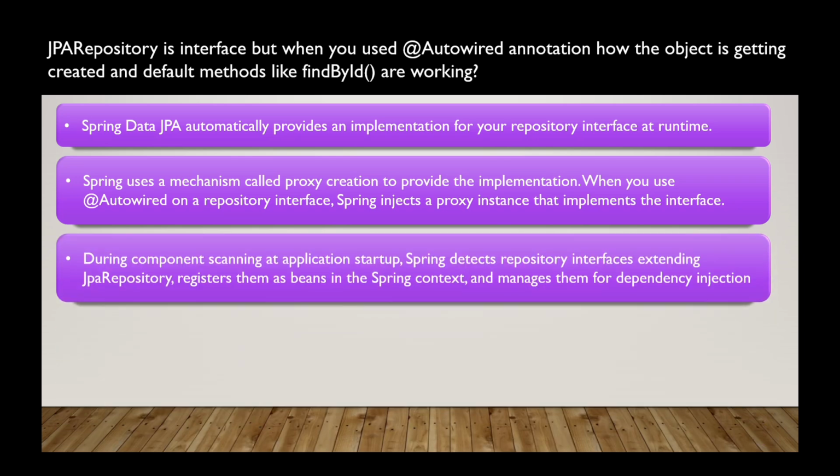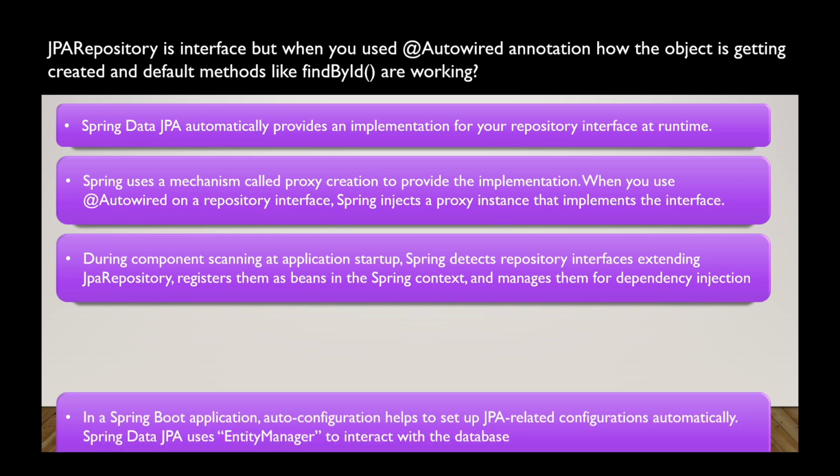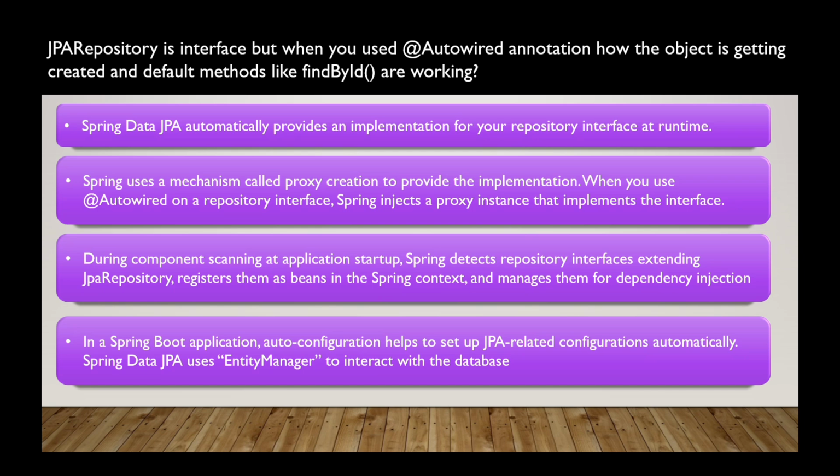During component scanning at application startup, Spring detects all the interfaces which are annotated with @Repository and extend the JPA repository. These beans are registered within the Spring context, and when you use @Autowired, those are automatically injected using Spring Data JPA. And in a Spring application, auto configuration helps to set up these JPA related configurations automatically. And Spring Data JPA uses Entity Manager for interacting with the database.